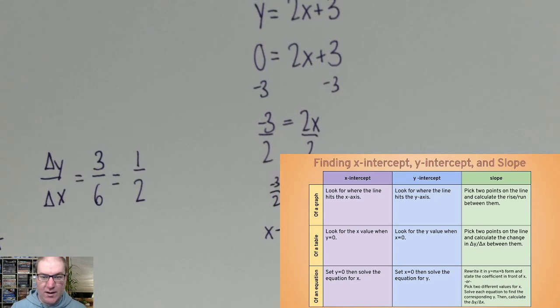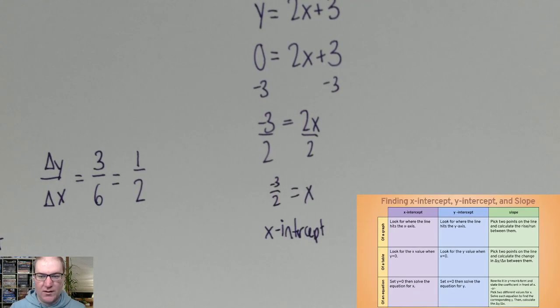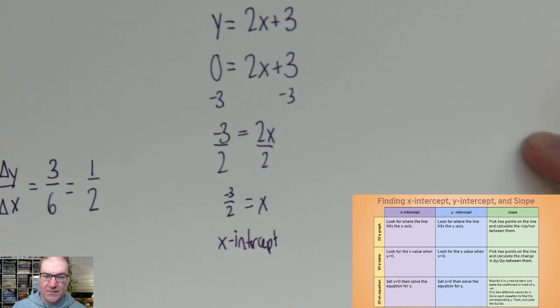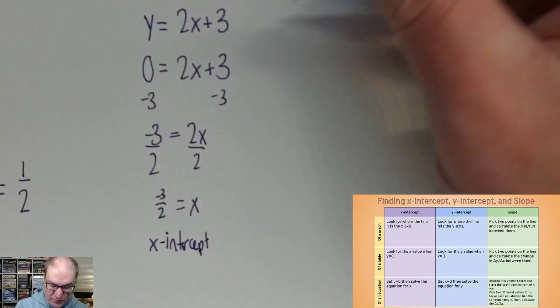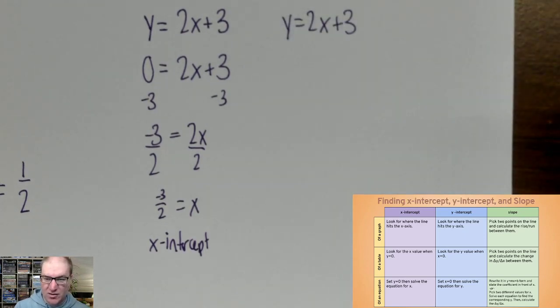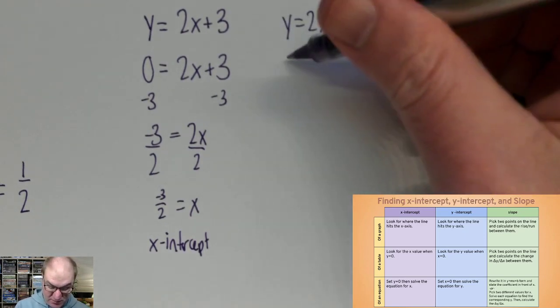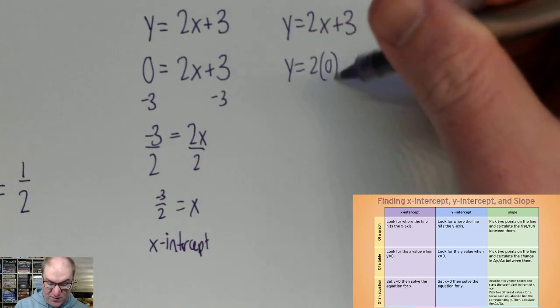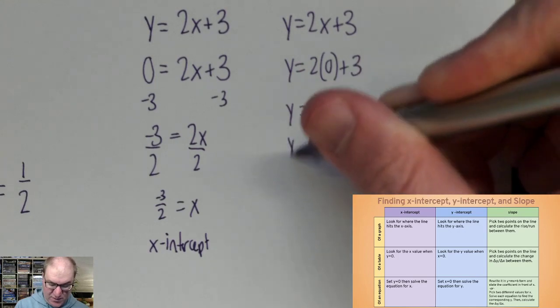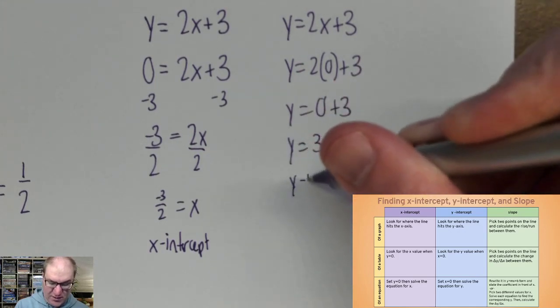This graphic's in the way, huh? Let me shrink it for us. And then if I want to know the y-intercept of this, I'm going to do the same thing, but I'm going to change x to be 0. So y equals 2 times 0 plus 3. y equals 0 plus 3. y equals 3.